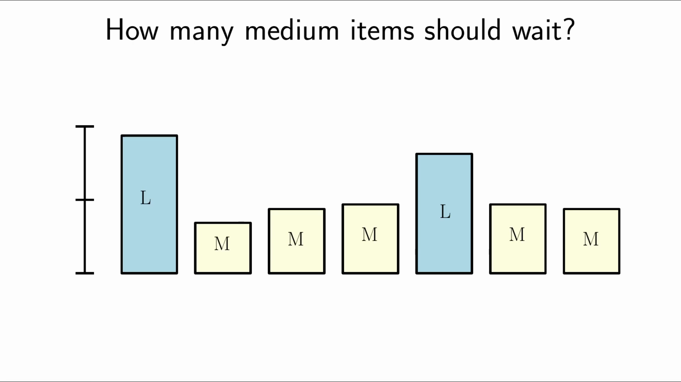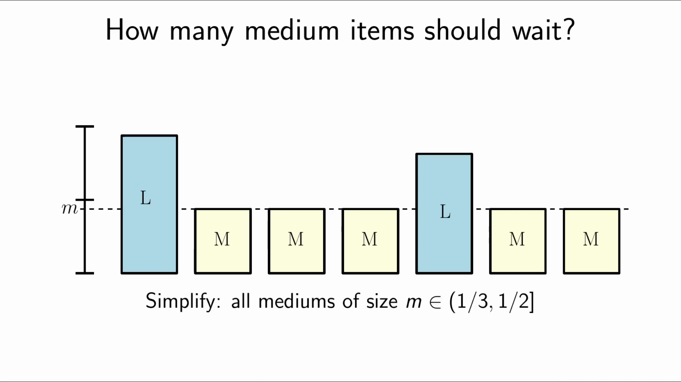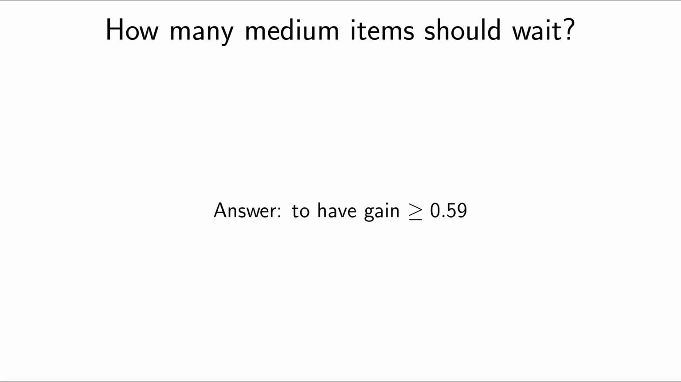To determine how many items should wait, we first consider a simpler scenario where all medium items are the same size, and we generalize it later. So how many medium items should wait? Let's give a simple yet generic answer for this question. The right amount of waiting items should give us the gain 0.59.